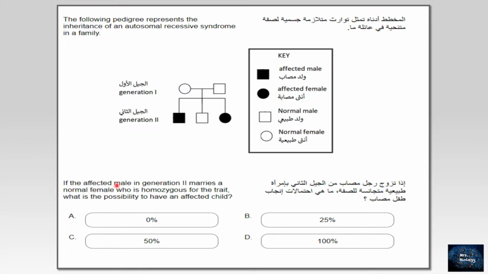Now, if the affected male in generation 2, they meant this, marries a normal female who is homozygous for the trait, normal and homozygous. So if I'm talking about the genotype, it's not, for example, A capital, A small, no. They mention it's homozygous and normal. What does that mean? A capital, A capital. Okay, for the trait, what is the possibility to have an affected child?